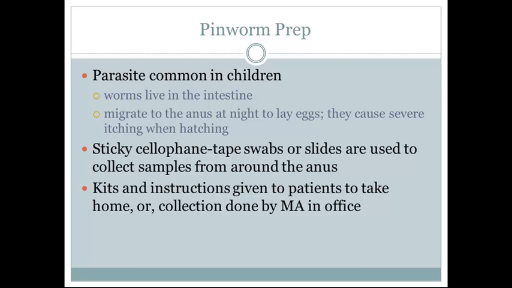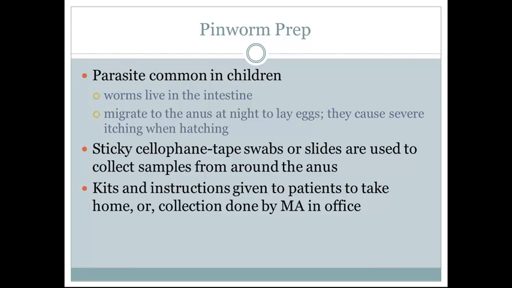Pinworm prep: this parasite is common in children. Worms live in the intestines and then they migrate out onto the anus at night to lay eggs. It causes severe itching when hatching, so children who are itching their bottoms, this is a common observation from their parents, and this is what we suspect is pinworms. We will then use cellophane or tape, and we will place that across the anus, remove it, and then put it onto a slide and look at it under the microscope.